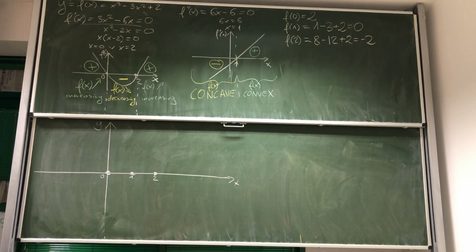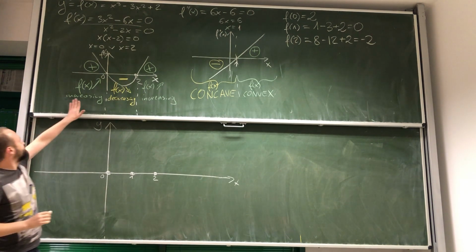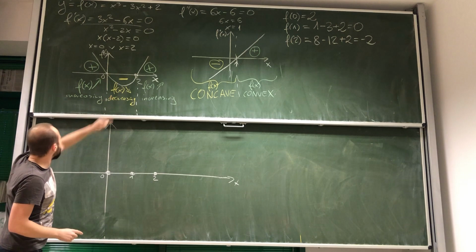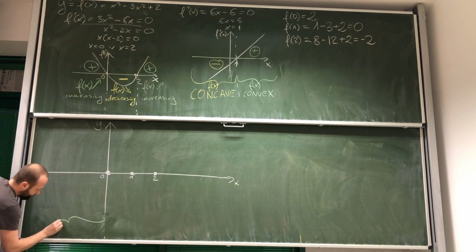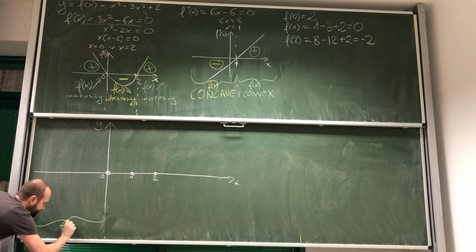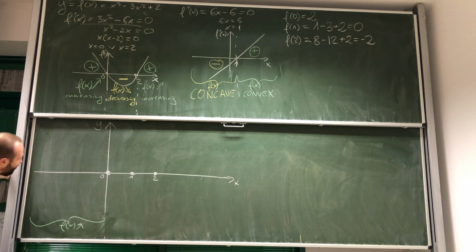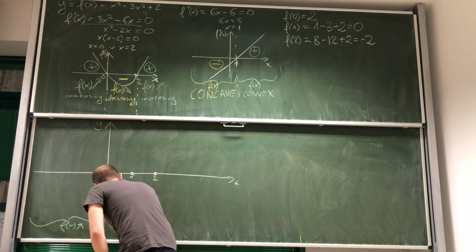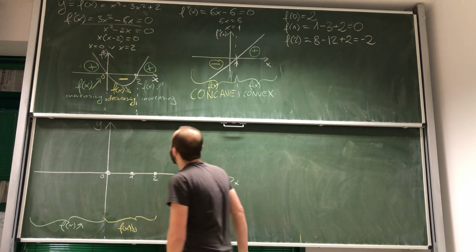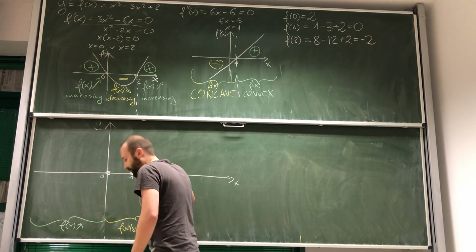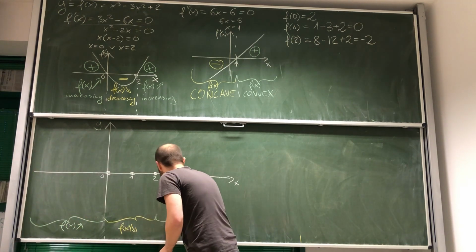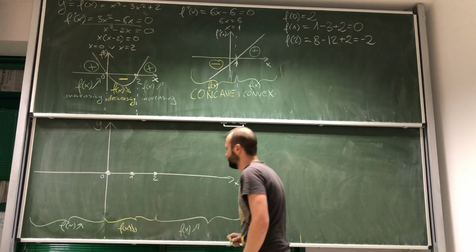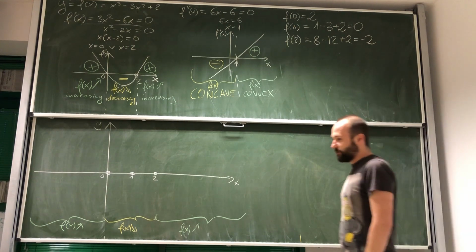Okay, and look, first let's put this information. We know that the function from negative infinity to 0 is increasing. Then we know that the function from 0 to 2 is decreasing, and from 2 to infinity is again increasing.